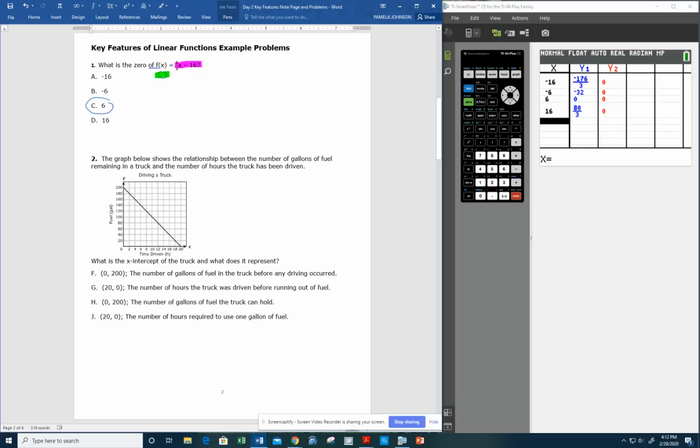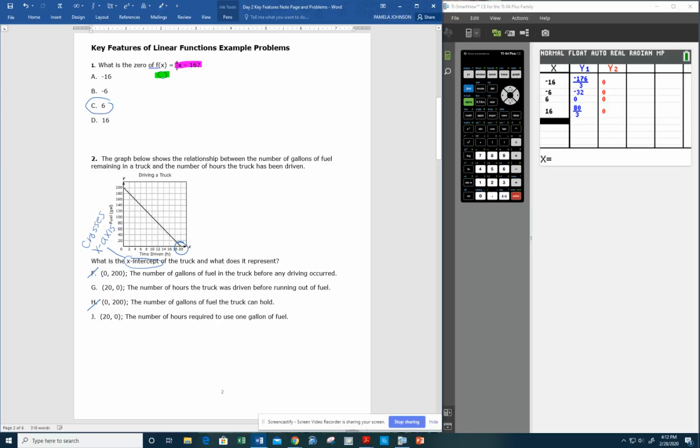Number 2, we have a situation. The graph below shows the relationship between the number of gallons of fuel remaining in a truck and the number of hours the truck has been driven. And it wants to know what is the x-intercept of the truck and what does it represent. So if you remember, the x-intercept is where it crosses the x-axis. Okay, this is not one that we could put in the calculator. This is literally just look at the graph. Okay, so it crosses the x-axis down here at 20. So we're looking for answer choices that are (20, 0).